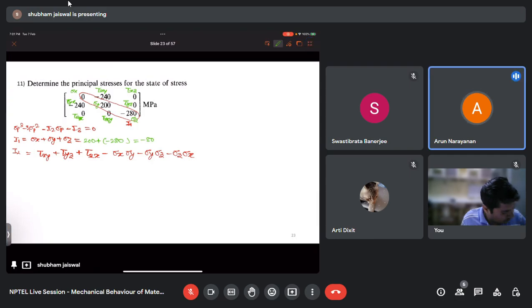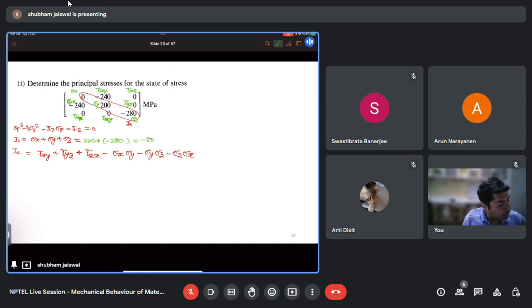Yeah. Sir, it is a squared term. Yeah, that tau xy is squared. Sorry, so this is squared. Yeah, you are correct. So please correct me whenever I am wrong. Okay, so here tau xy is there. How much tau xy is there? It's minus 240. Minus 240 squared plus tau yz is 0.